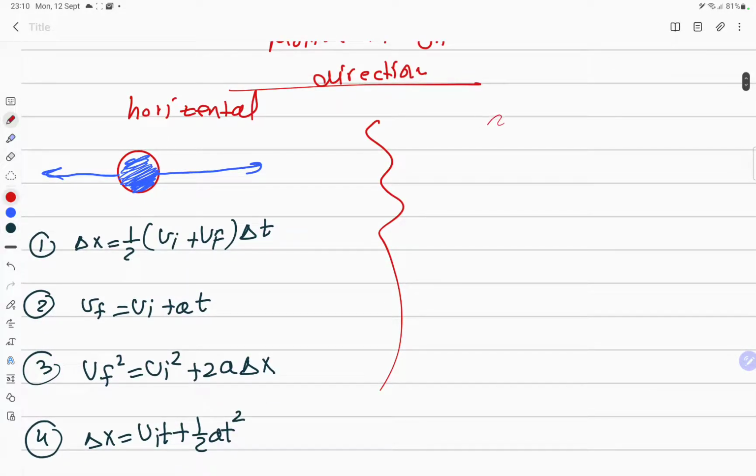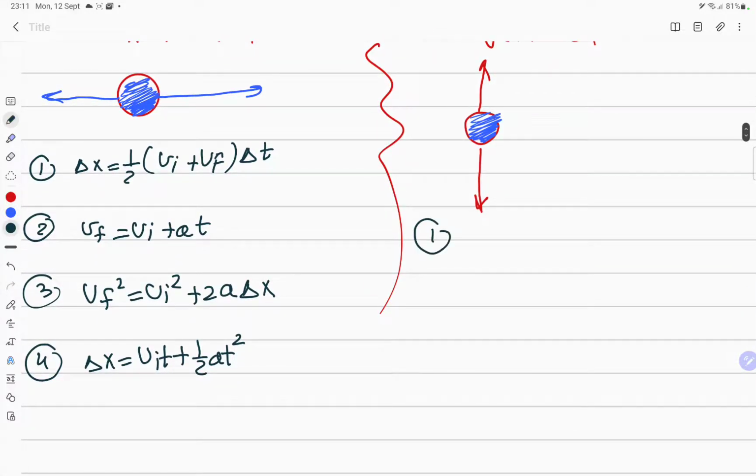Let's talk about vertical. Vertical means when an object moves up or what? Down. Fine. The equation is going to be the same. The first one, delta y is equal to half times v initial plus v final times delta t. Of course, if I know the acceleration on all of this, okay, fine.